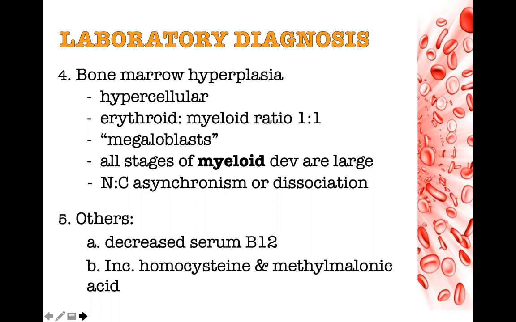You may also see megaloblasts, and you can see all stages of the myeloid development are large. And you would see asynchronism or dissociation in the nucleus and cytoplasm of the red cells. Of course, you may have a decrease in vitamin B12, and a decrease in homocysteine and methylmalonic acid because they are not converted to homocysteine and methylmalonic acid as a result of deficiency of B12 as well as tetrahydrofolate or folic acid.